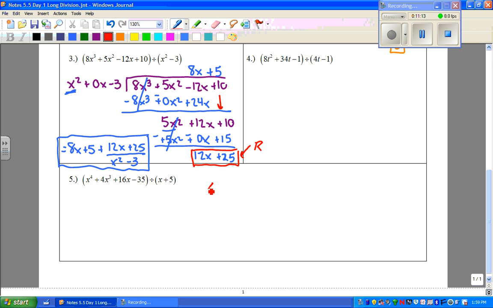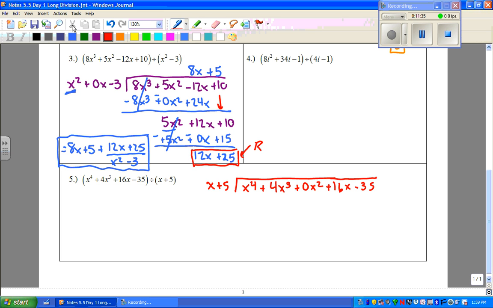All right, you got x plus 5. And then you got x to the 4th. All right, you got plus 4x to the 3rd. You notice we have no squared variable, so I'm going to put plus 0x squared. And then I have plus 16x, all right, minus 35.